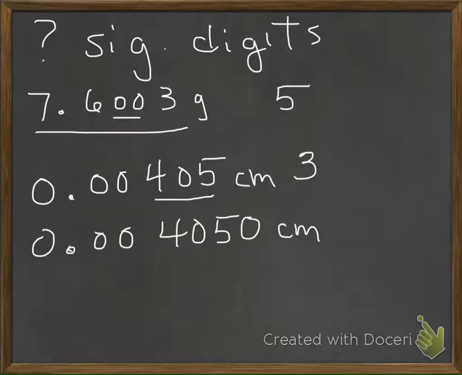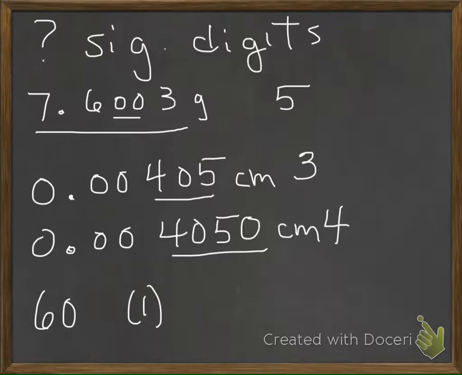How about if we add a 0 at the end of that number? Again, the preceding zeros do not count. They were not measured until we hit the 4, but then everything that follows was measured for 4 significant digits. 60 with no decimal point, 1 significant digit. 60. would have 2 significant digits.